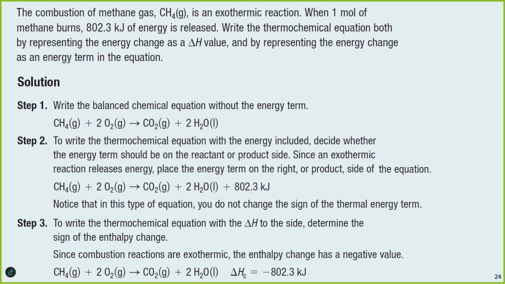Also notice that in this type of equation, we do not change the sign of the thermal energy term. And then to write the thermochemical equation with the delta H notation, determine the sign of the enthalpy change. Since combustion reactions are exothermic, the enthalpy change will have a negative value, right? So if you want to express that using the delta H notation, you need to write delta HC equals negative 802.3 kilojoules. Can you see the difference?